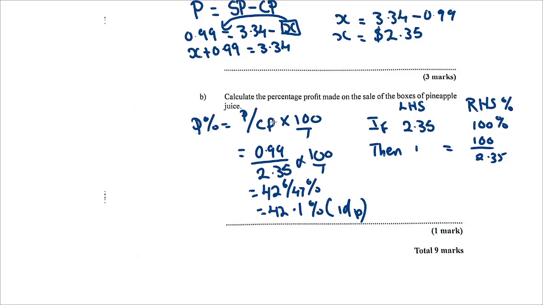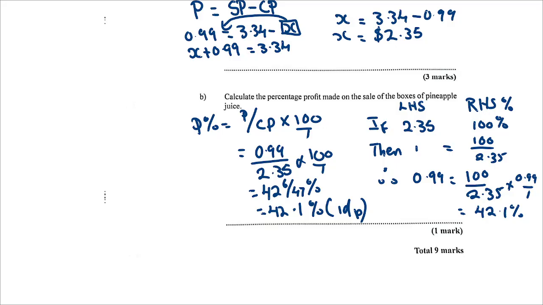But what are we trying to find? We're trying to find out how much is 99 cents. What profit is 99 cents? So 0.99 would be it. Once you find out for 1, you can find out for any amount. 100 over 2.35 multiplied by 0.99, which is basically the same thing here, would give you 42.1%. And that is how you would do it.